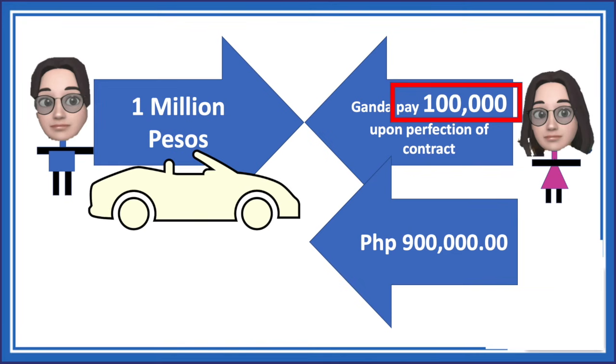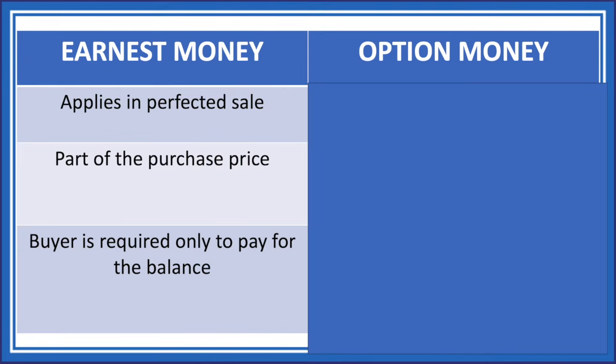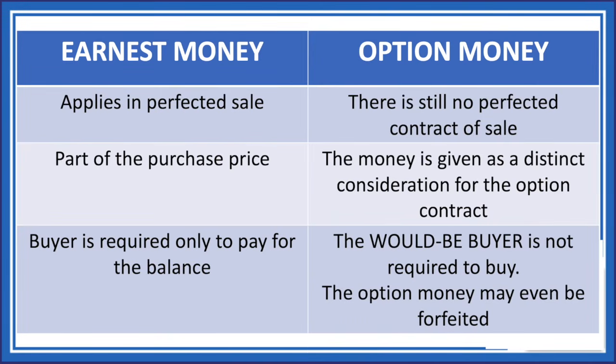Okay? Let's differentiate it from the option money or option contract. So, dito kay earnest money, earnest money applies in a perfected sale. And so, yung earnest money again is part ng purchase price. Kaya si buyer is required only to pay for the balance. On the other hand, kay option money, wala pang perfected contract of sale. And so, hindi talaga siya magpo-form part sa purchase price unlike kay earnest money.